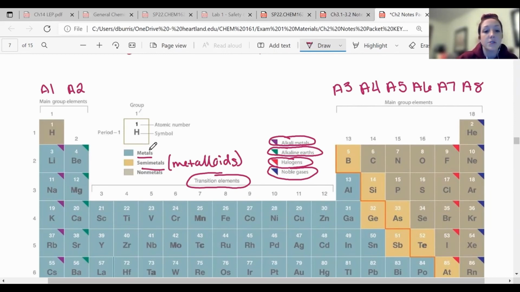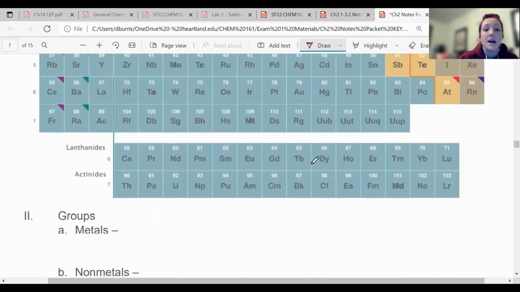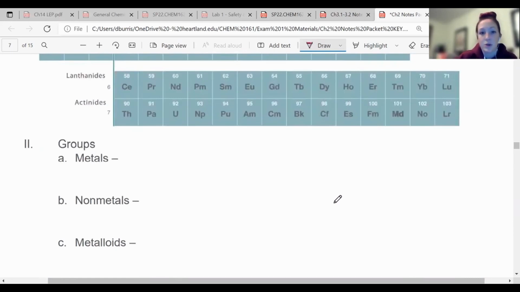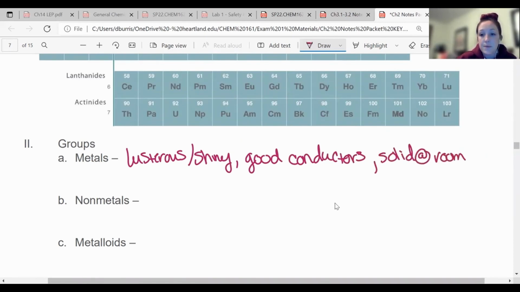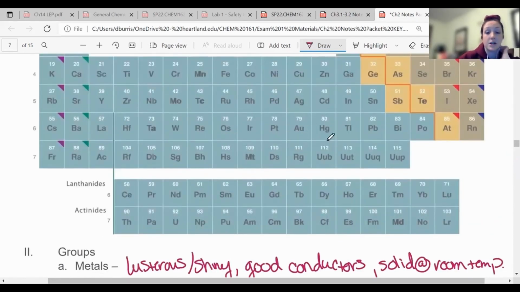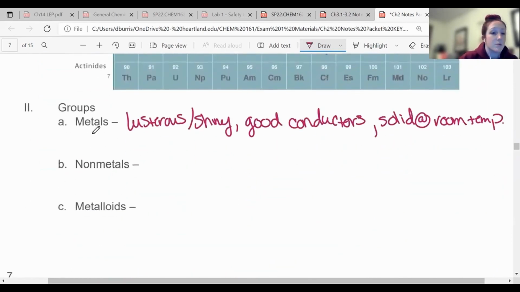So the ones I'm going to talk about first are the metals, semi-metals, and non-metals. They have specific properties, right? Because remember, these are grouped based on properties. So things about metals, and you should probably know most of these, metals are lustrous or shiny. They are very good conductors of heat and energy. Conductors. That's why we use metals to conduct electricity. And almost all of them are solid at room temp, with very few exceptions, like mercury is a liquid at room temperature, but most everything else is going to be a solid at room temperature.